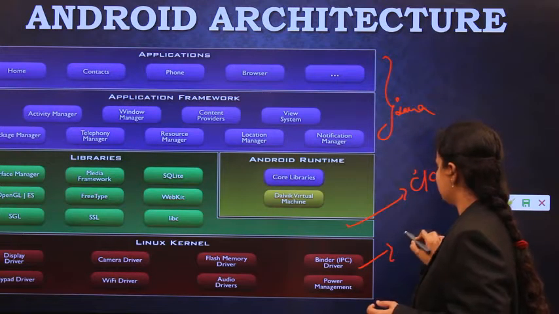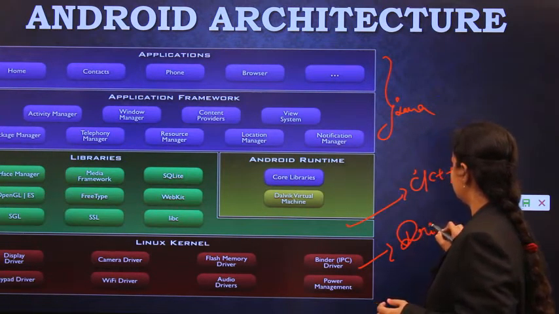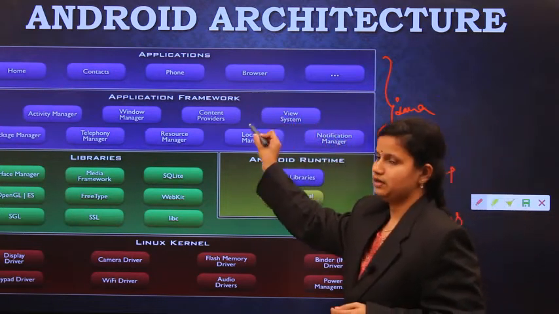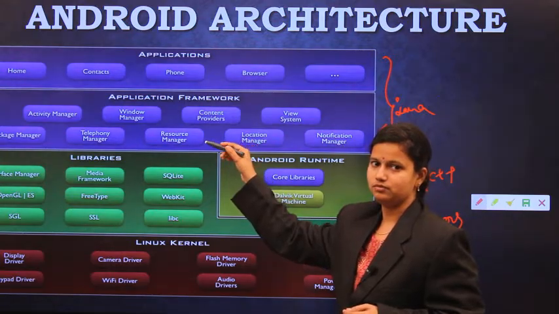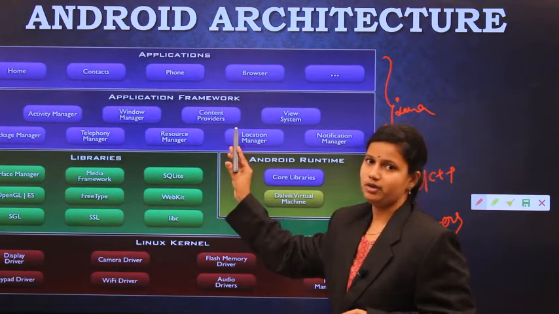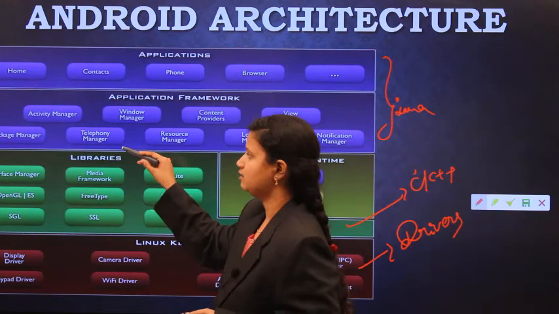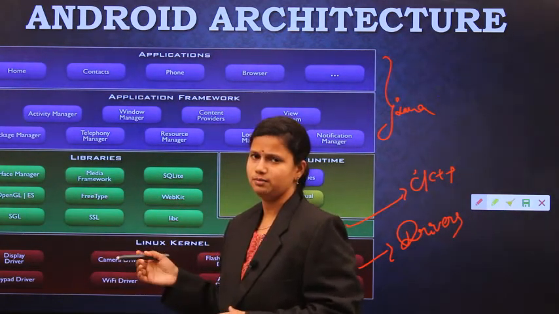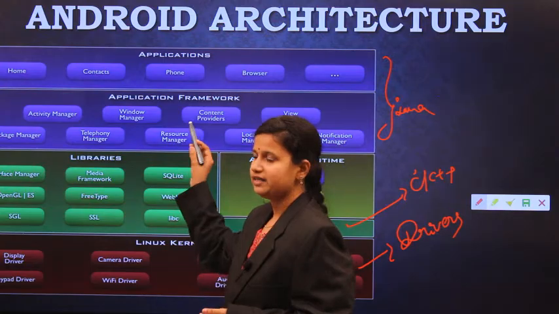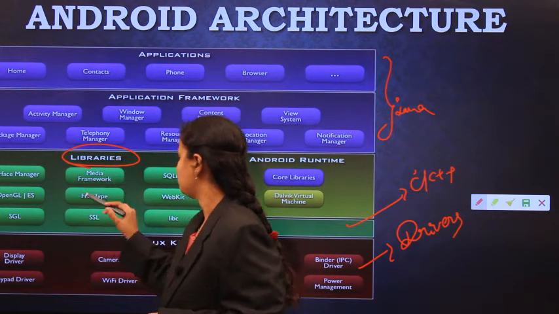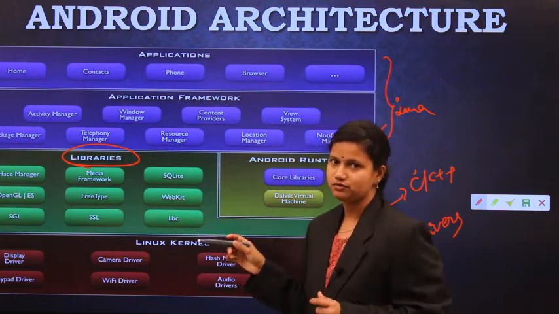So these are the driver classes. The driver classes are presented here. This application framework will reduce our code. Why? Because it has different manager classes. In these different manager classes, the code is already implemented. We have to use those manager classes and libraries. These libraries will help us to support different formats of data.